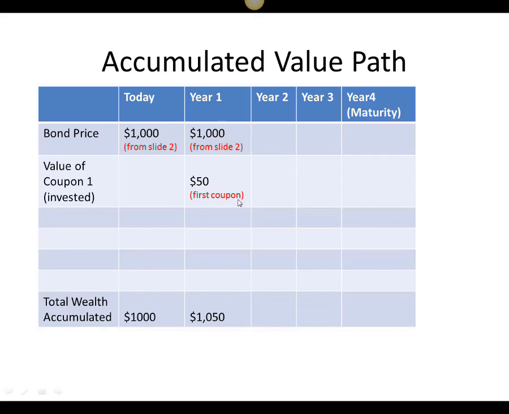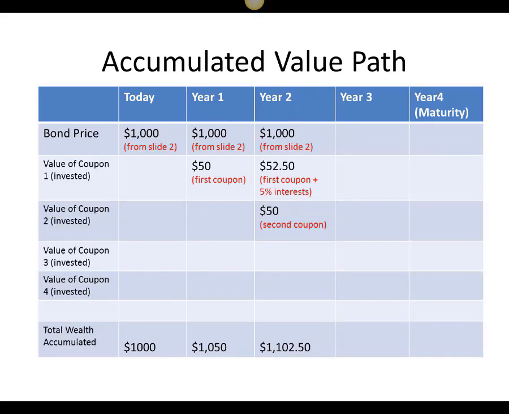We receive our first coupon, so if you held the bond until year 1 and then sold it, you would get $1,000 from selling the bond, $50 coupon, and so you would have had a total accumulation of wealth of $1,050.